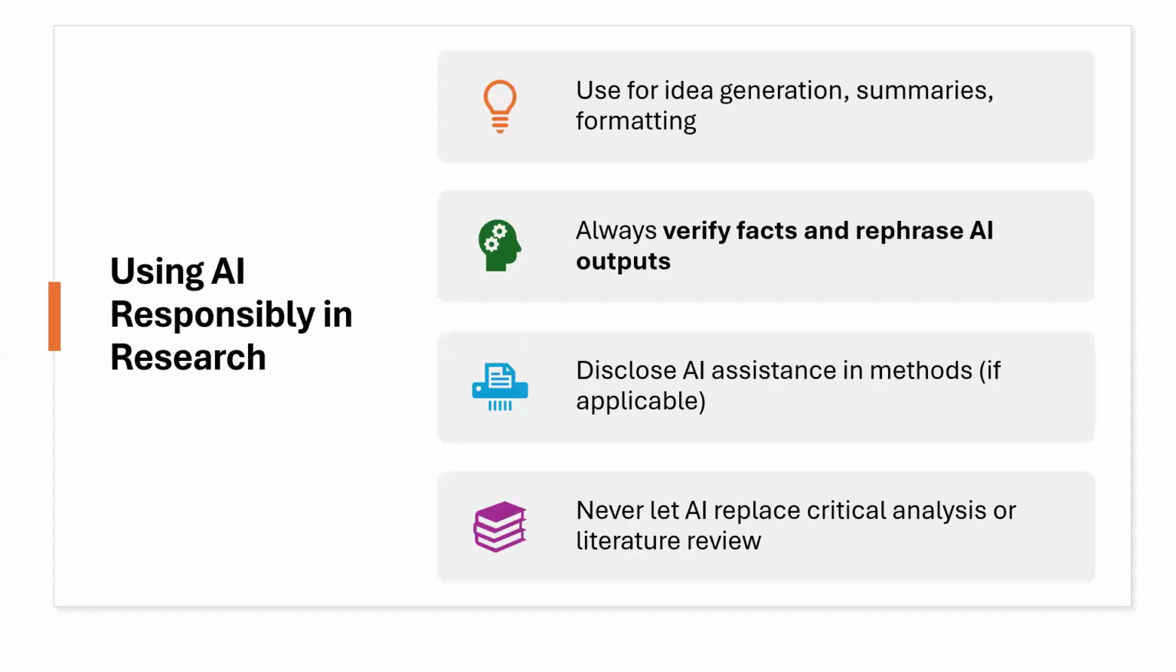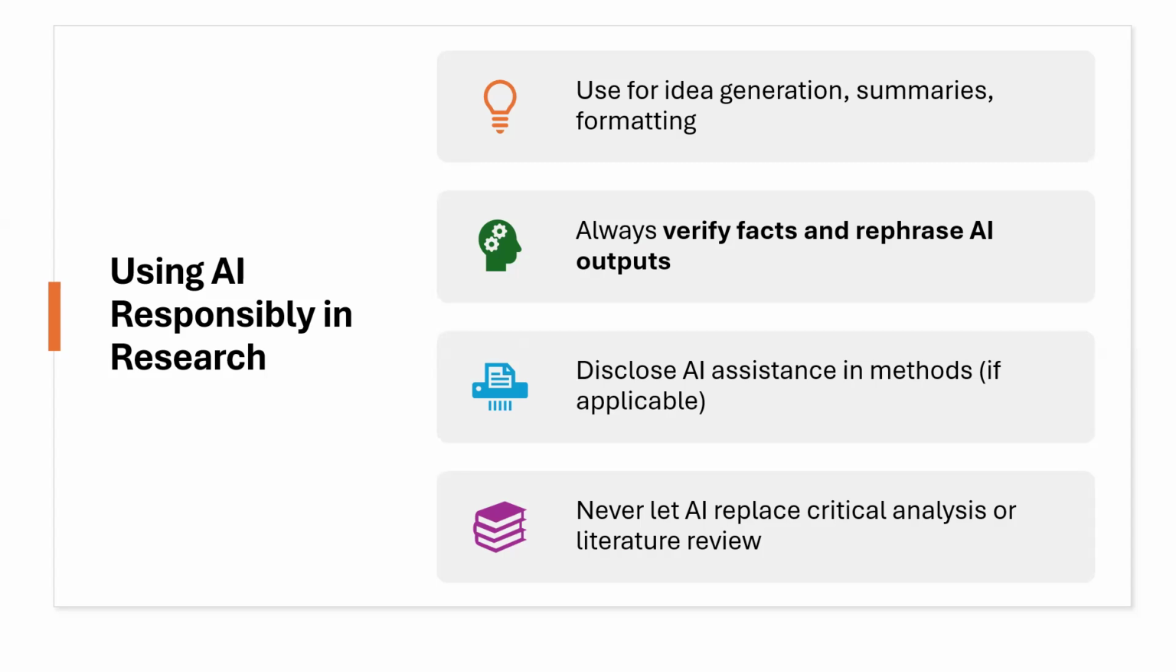So how to use AI responsibly in research, and what are the things that you can do with AI very easily? For example, the first thing is the use of idea generation, summaries, and formatting. These things are very important. If you have different ideas and you want to know about the current status of research in that particular field or on that particular idea, then you can use AI for idea generation. You can summarize different details. You can even use AI for formatting of an article or some text.